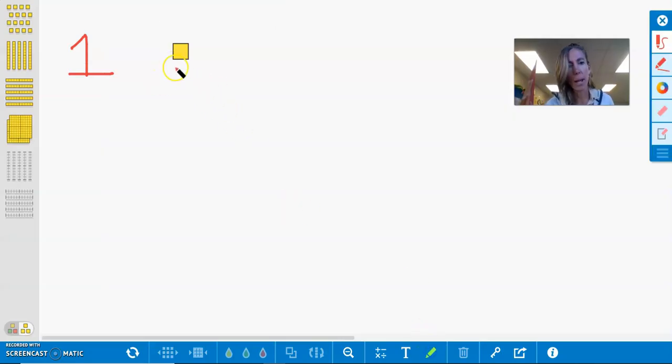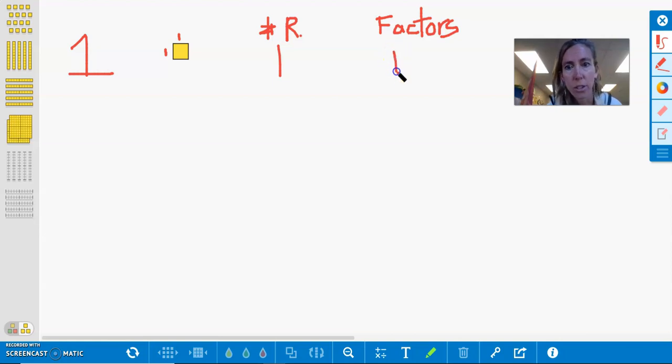So I was only able to make 1 rectangle. So I'm going to write that. The number of rectangles, I'm just going to write number of R, was 1. Okay. And what are the factors of 1? Well, look, it's a 1 by 1. So really the factors of 1, 1 times 1 is 1. So the factors of 1 is actually just 1 itself. Okay, 1, you're a little weird.